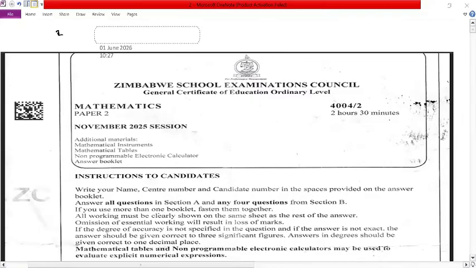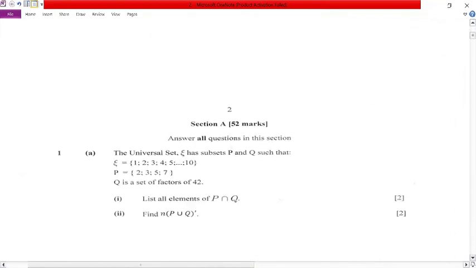Welcome to Zimbabwe School Examination Council, Mathematics Paper 2, November 2025. On the instructions, the most important instruction has to do with a degree of accuracy. You should round off your figures to 3 significant figures. With that being said, we can start with number 1.